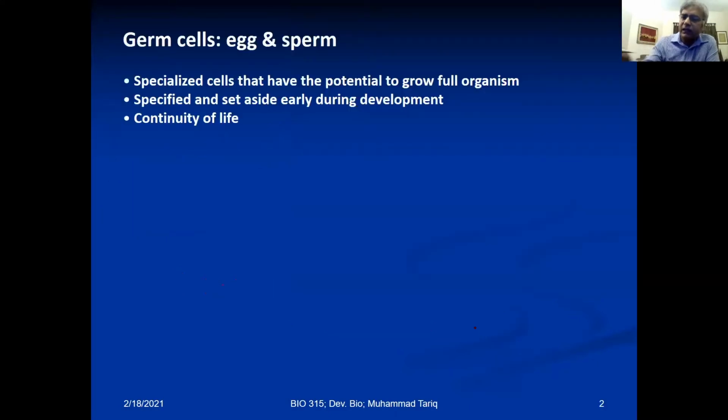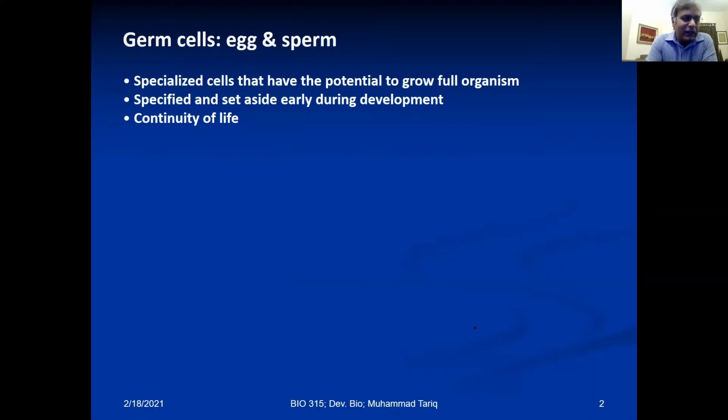As I said, these are very specialized cells. Why are they specialized cells? Because these are the two cells which have the potential to develop or make a complete new organism. You take a skin cell, you take any other cell in our body, that cannot contribute to development of a complete new organism. So in a way, they are the ones which are responsible for continuity of the life.